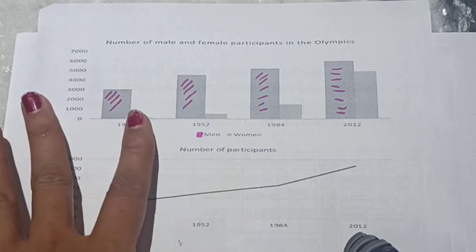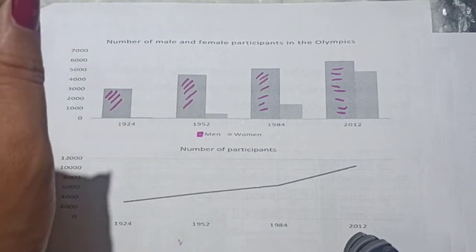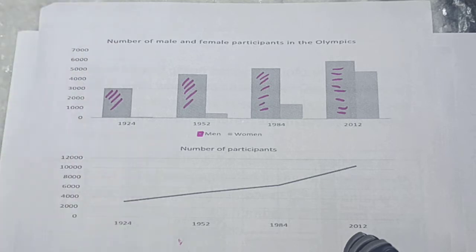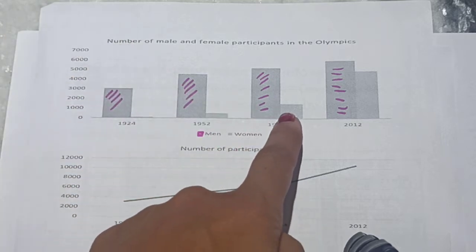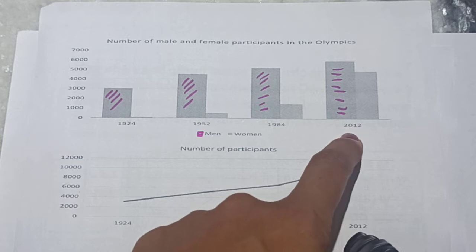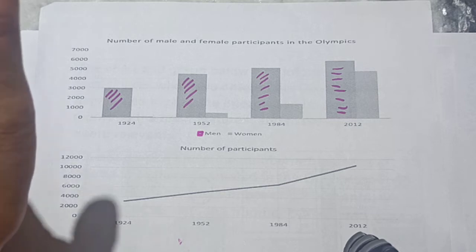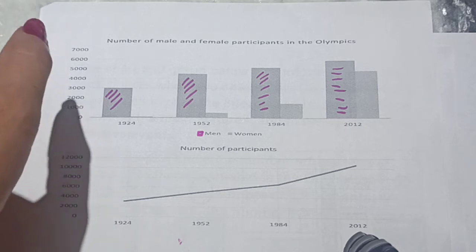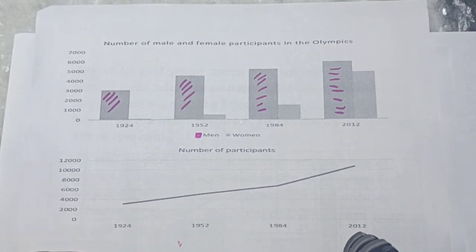So as we can see, in the years 1924 and 1952, the enrollment and participation of women was negligible, and in 1984 it was, I think, 1000 only, and in 2012 the number of female participants increased exorbitantly. So let's see how we can write this now.